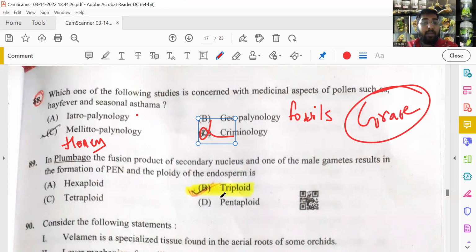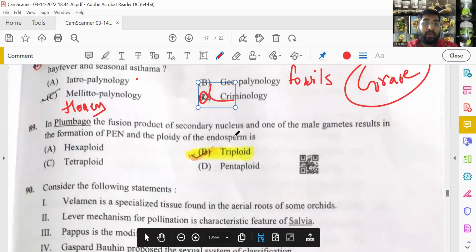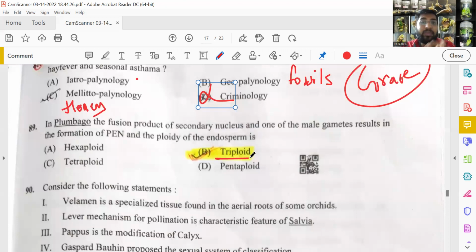In plumbago, the endosperm ploidy will be triploid, because the haploid male gamete fuses with the diploid central cell to form a triploid primary endosperm nucleus. In double fertilization, you would have studied triple fusion and syngamy. This comes under triple fusion. Syngamy is the fusion of a haploid female gamete with a haploid male gamete to form a diploid zygote. The first fusion that occurs over here is called syngamy.